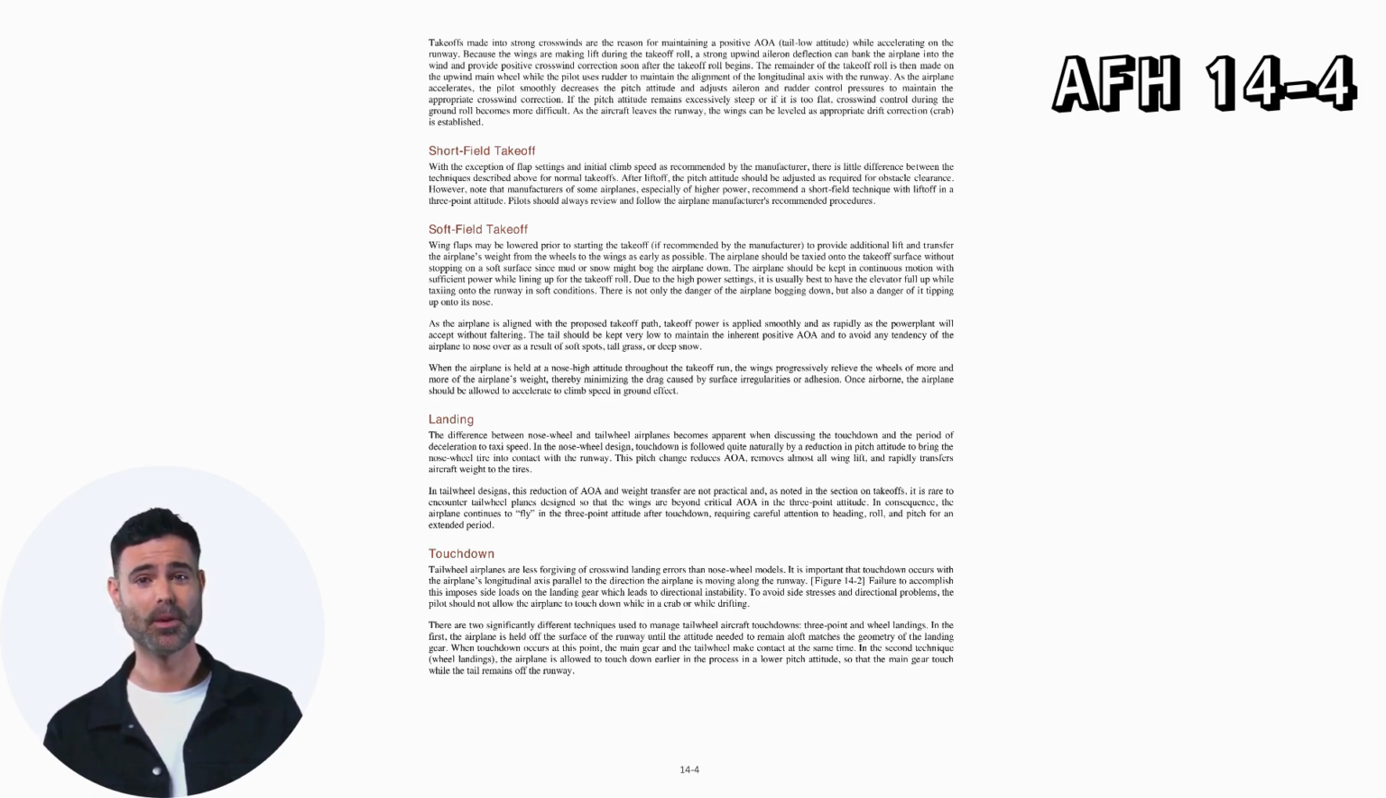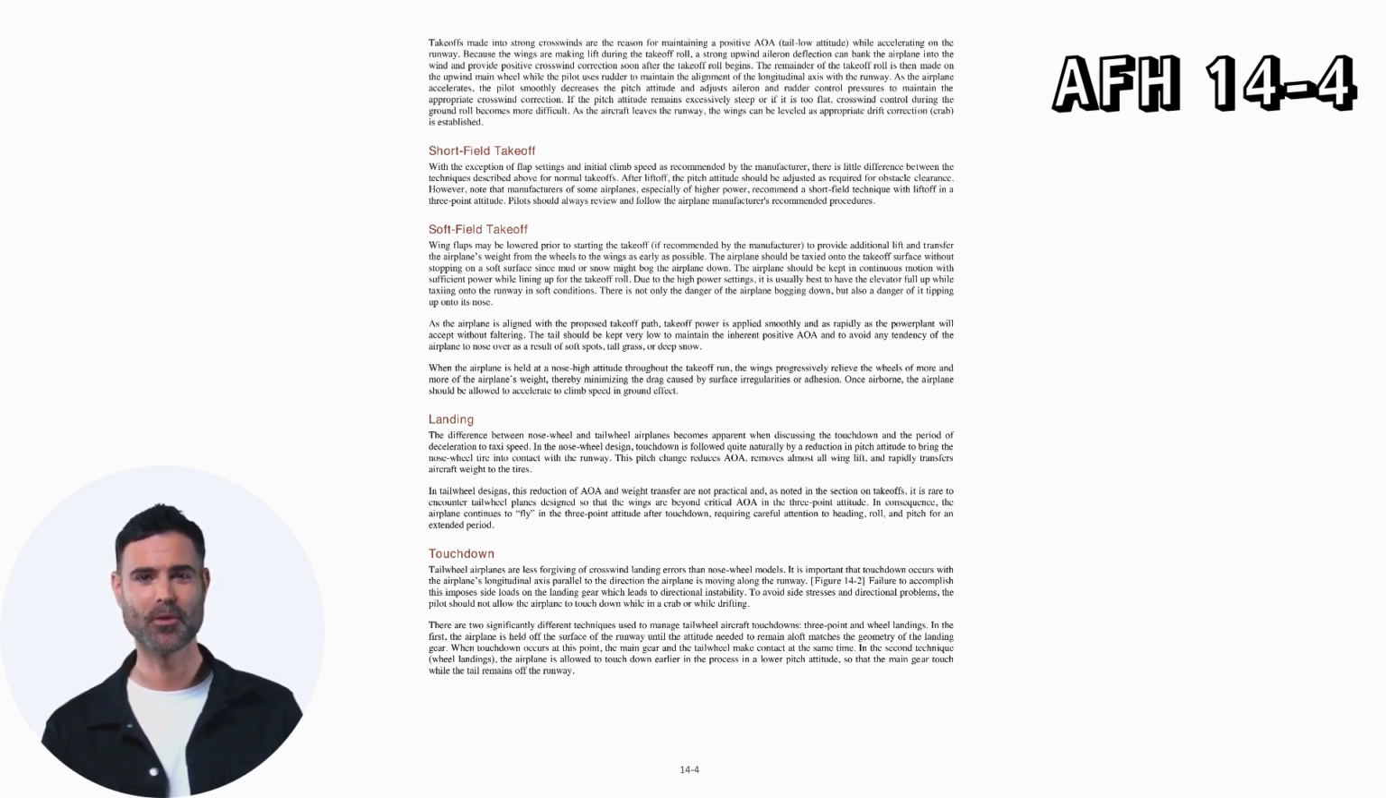The remainder of the takeoff roll is then made on the upwind main wheel, while the pilot uses rudder to maintain the alignment of the longitudinal axis with the runway. As the airplane accelerates, the pilot smoothly decreases the pitch attitude and adjusts aileron and rudder control pressures to maintain the appropriate crosswind correction. If the pitch attitude remains excessively steep, or if it is too flat, crosswind control during the ground roll becomes more difficult. As the aircraft leaves the runway, the wings can be leveled as appropriate and drift correction crab is established.